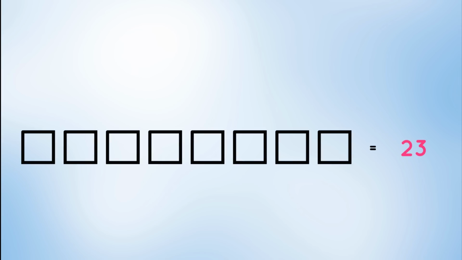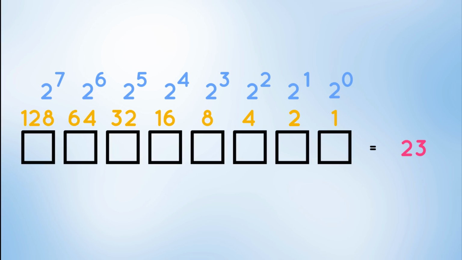For example, the number 23. Its binary representation is 10111. How did I obtain that number? Well, let's imagine 8 placeholders, 8 boxes. As we're dealing with a base 2 numeral system, each box represents a power of 2. Each numerical place will correspond to an increasing power of 2. The first box, 2 to the power of 0, which simply equals 1, then 2 to the power of 1, which equals 2, all the way up until 2 to the power of 7, up until 128. We'll come back to this.